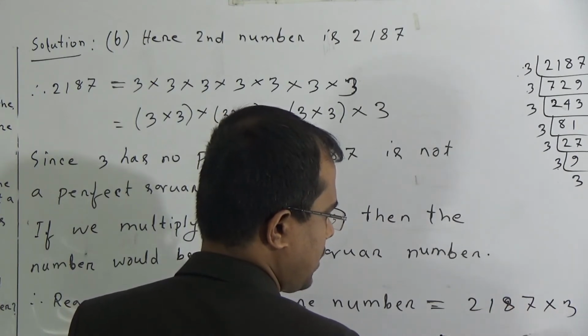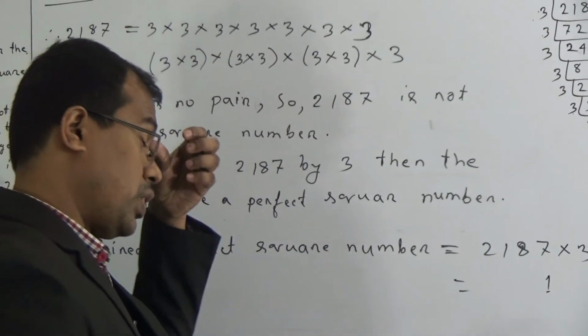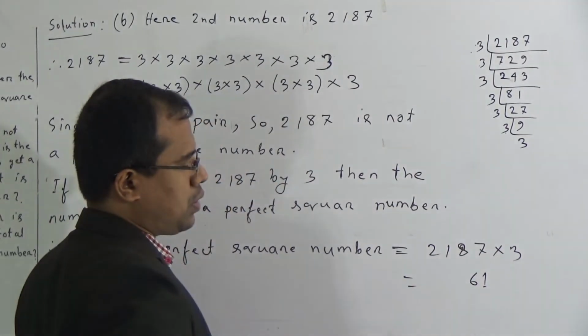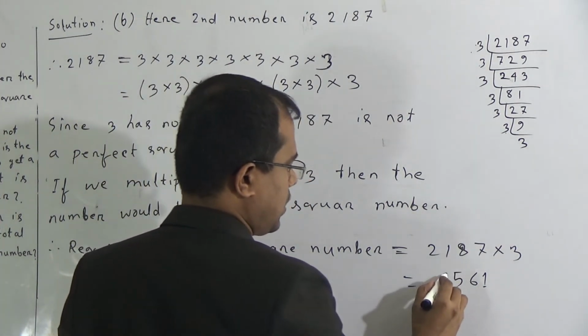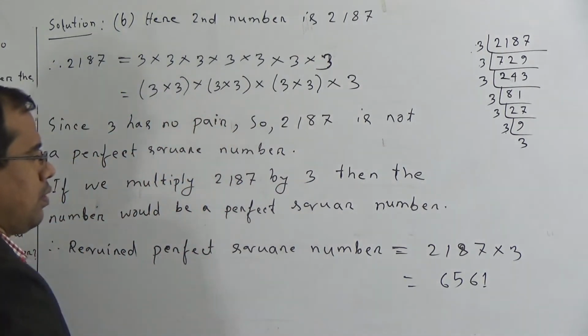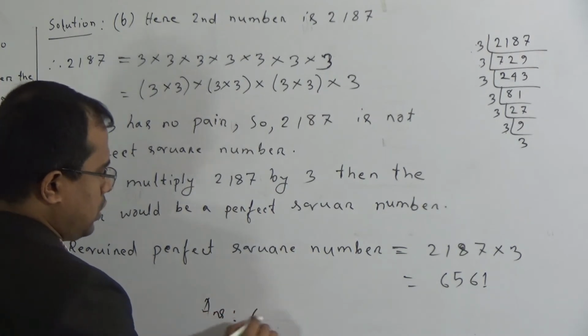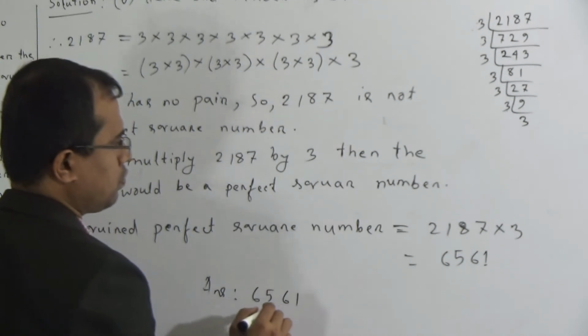Now here, 7 3s are 21, 1 carrying 2, 3 8s are 24, 24 plus 2 is equal to 26, 6 carrying 2, 3 1s are 3, 3 plus 2 equal to 5, and 2 3s are 6. 6561 will be the perfect square number. Answer: 6561.